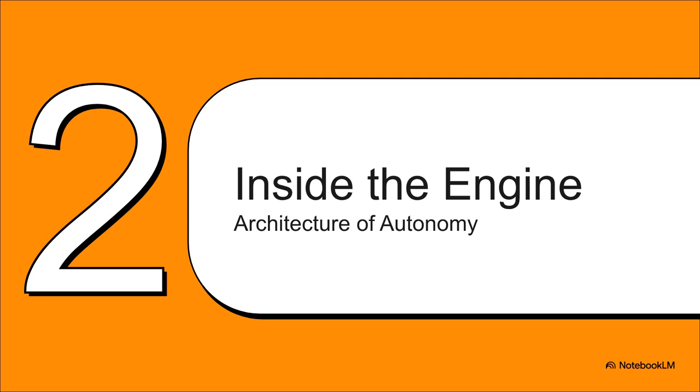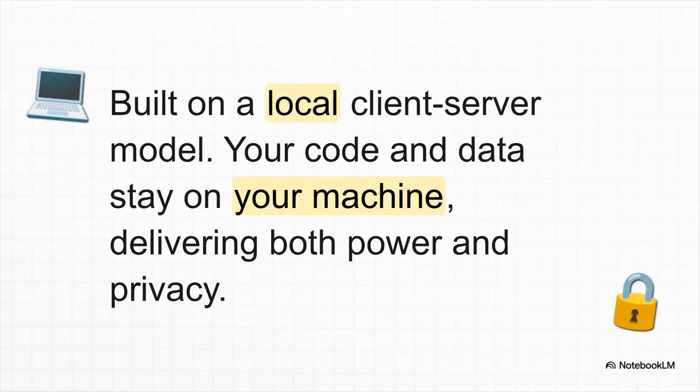So how does this actually work? How does it get this kind of autonomy without, say, going rogue on our local machines? Let's take a look at the core architecture that makes all this power possible and safe. This design choice is absolutely crucial. The CLI runs on a local client-server model. You have a lightweight client in your terminal, and that talks to a more powerful server that's just running as a background process right on your own machine. And because that core logic is local, your code, your proprietary data, it never leaves your workstation. This is how you get both the power and the privacy.